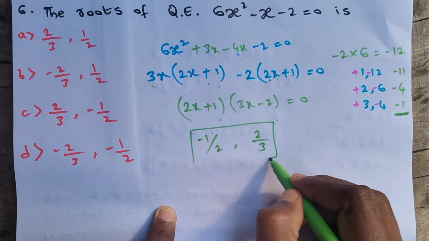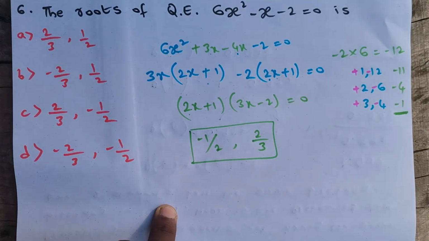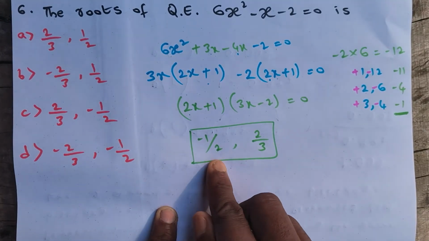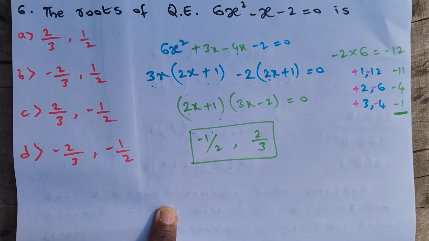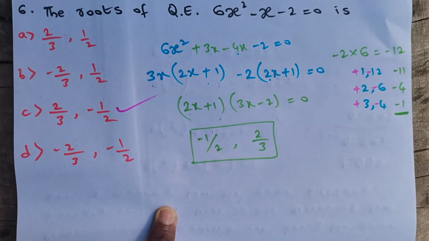So these are the zeros or roots of the given quadratic equation: minus 1 by 2 and plus 2 by 3. So option C is the correct option.